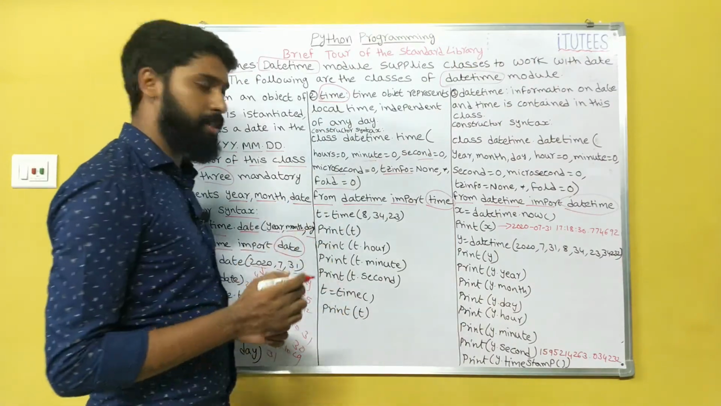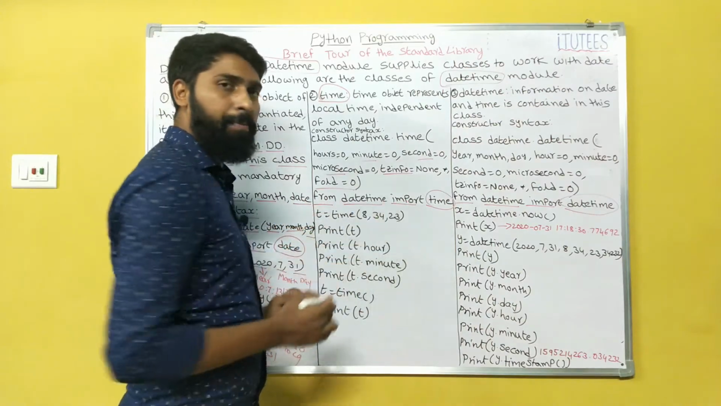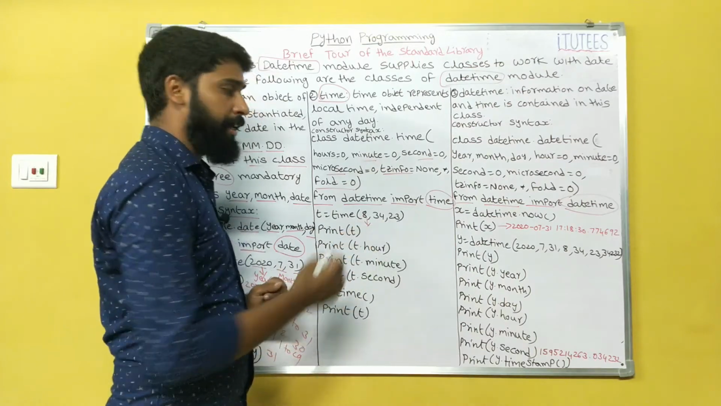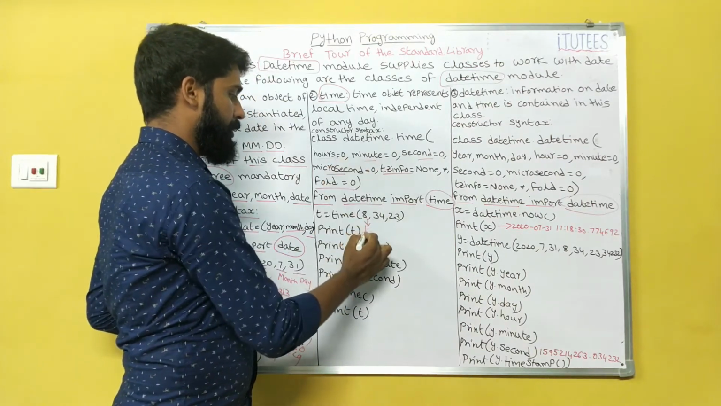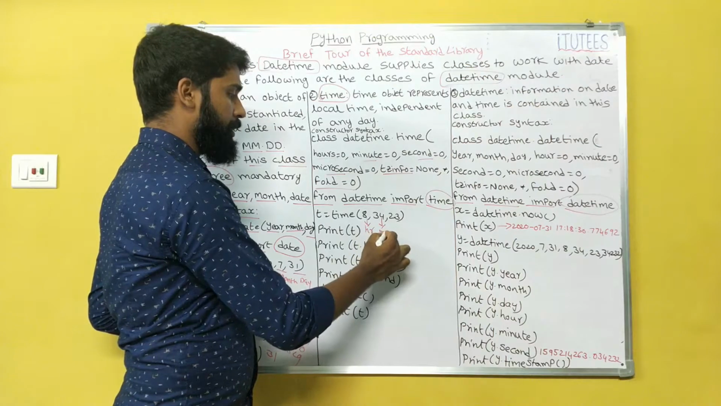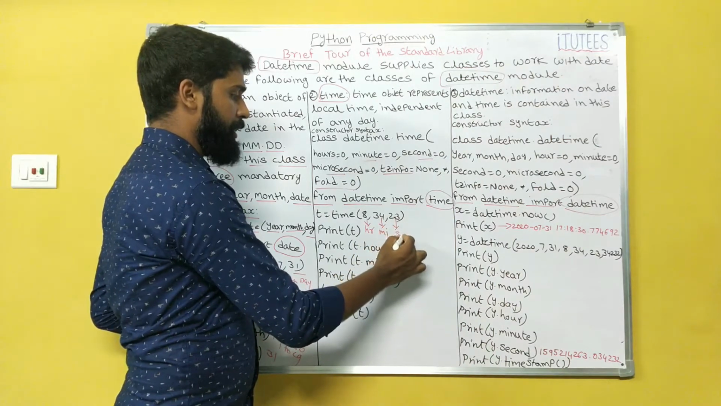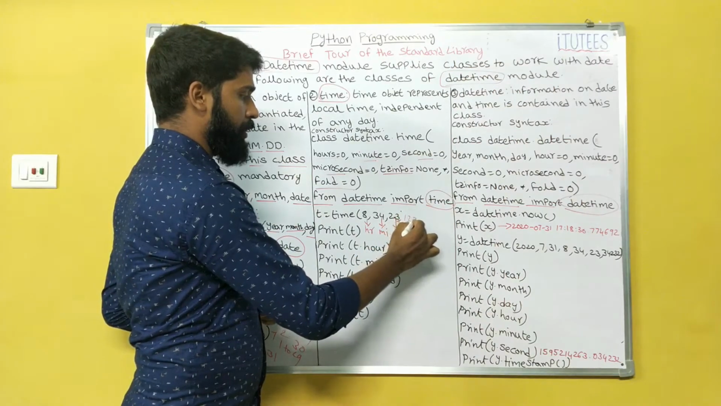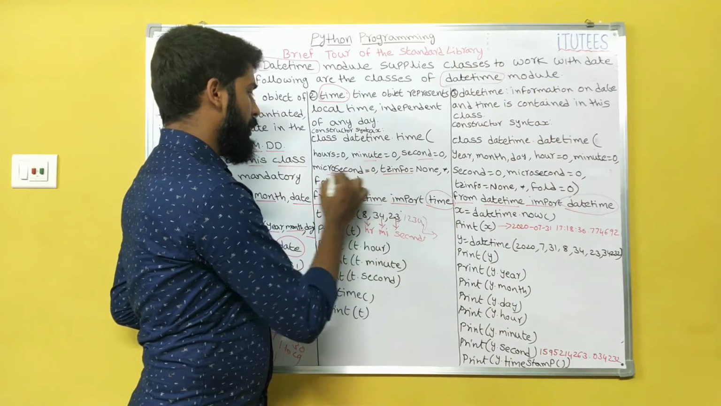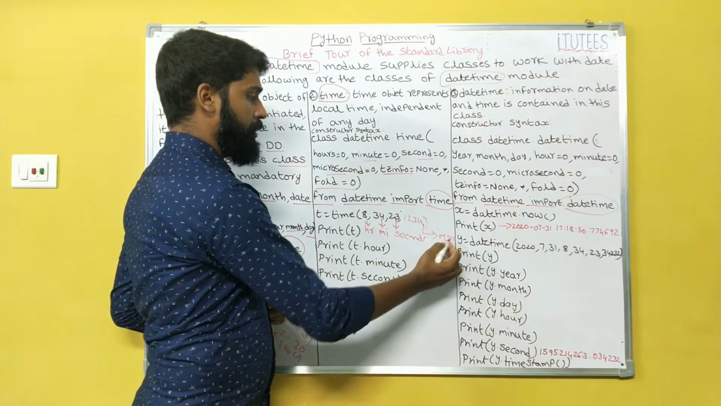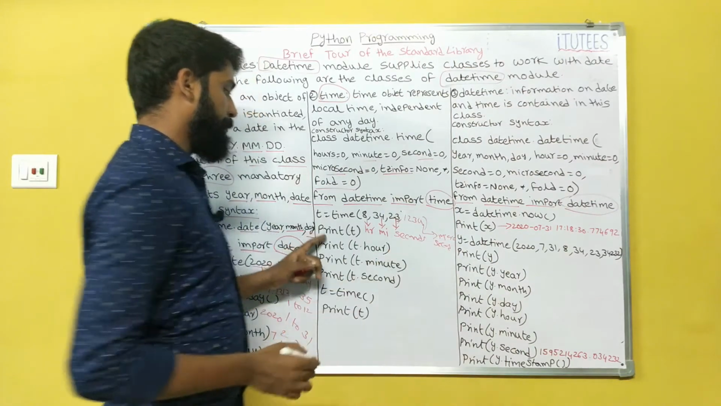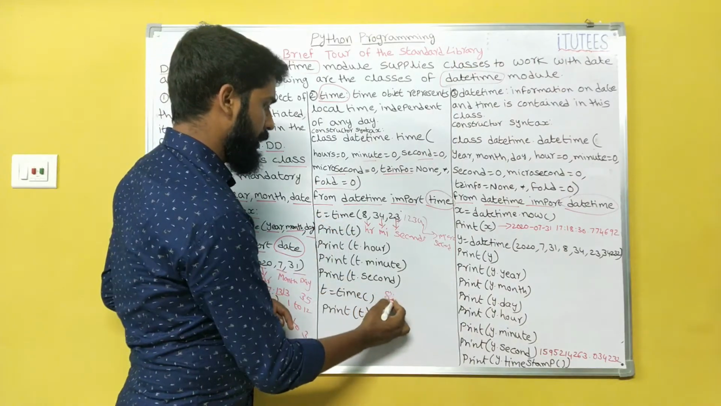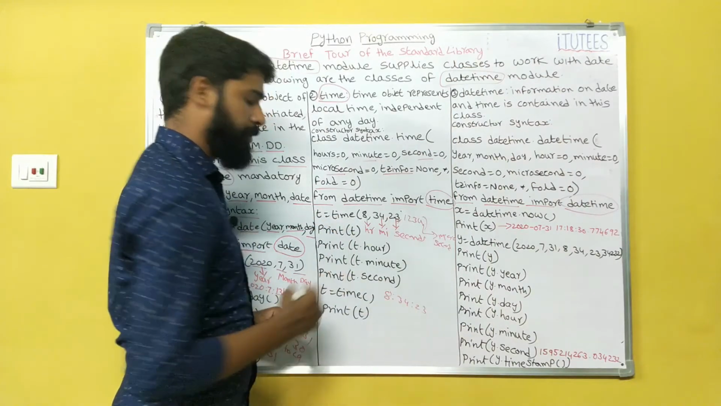Now we can see one example. From datetime import time. T equals time of, I am giving first 8. 8 is interpreted as hours, 34 minutes, 23 seconds. If you give another number, 1234, this is taken as microseconds. So print t means it prints 8:34:23.